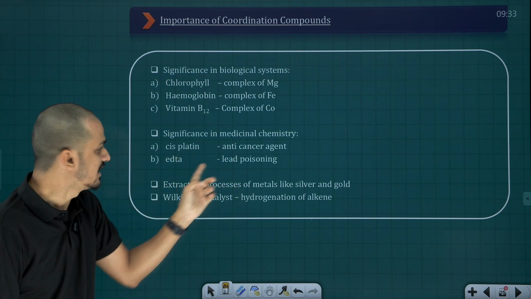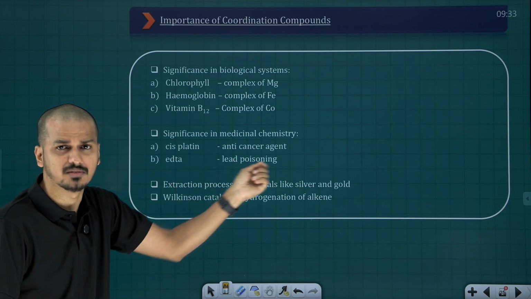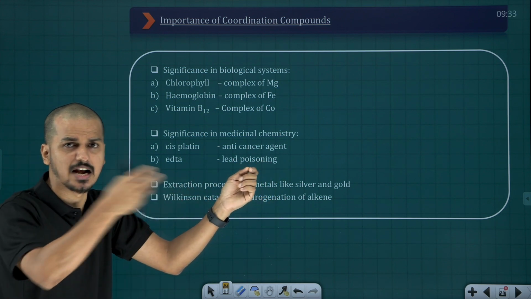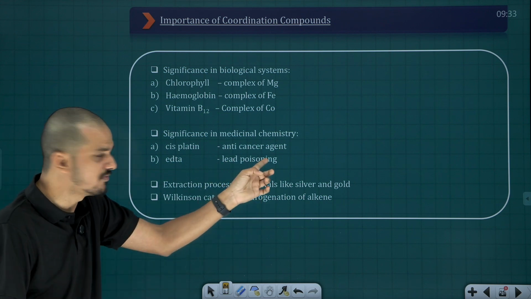And EDTA is used for lead poisoning. To remove that lead, what do we usually use? This EDTA. EDTA will entrap that lead, and it will come out through excretion. That idea we are using there.